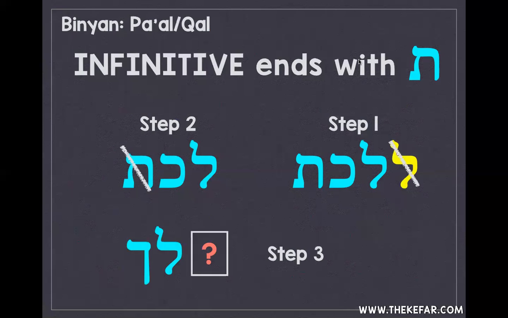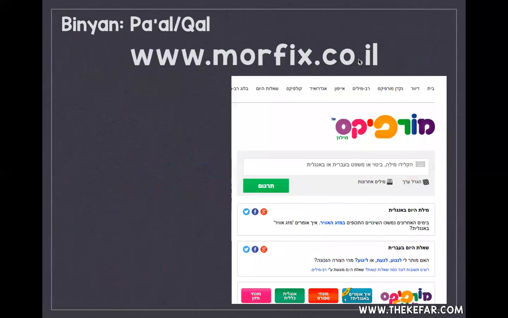And the third step is to figure out what that initial letter is. We're left with our lamed, we have the chaf. What is that first letter? And the easiest way to do that is to look it up. And you can use a tool like Morphix, Morphix.co.il. Don't be intimidated by all of the Hebrew.